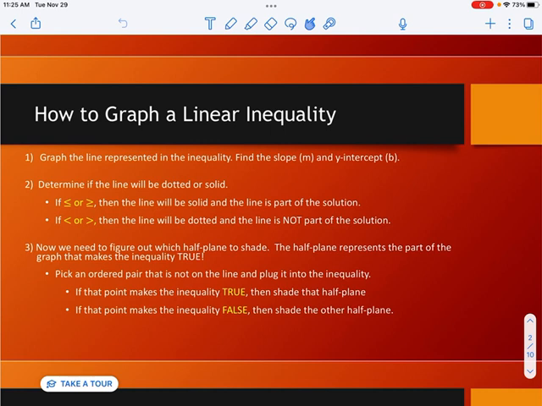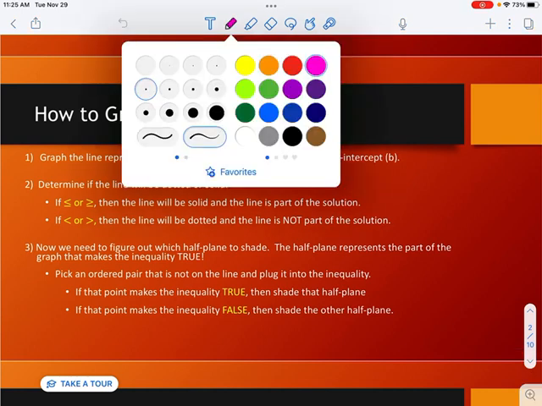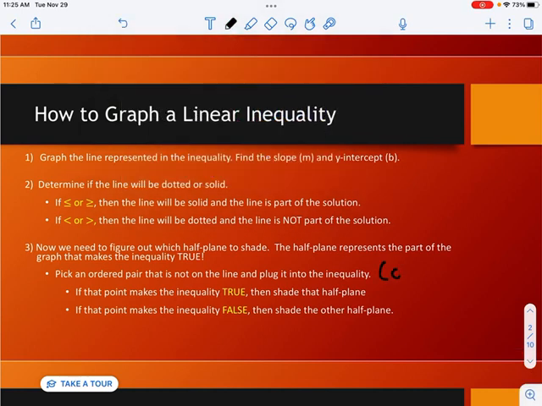The way we do that is we pick an ordered pair that is not on the line and plug it into the inequality. I will tell you right away, if the ordered pair 0, 0 is not part of the line, I highly recommend using it. It just makes your math easier. Now, if we plug that point into the inequality and the inequality becomes true, then we shade the half plane that contains that point. If that point makes the inequality false, then we shade the other side of the line.